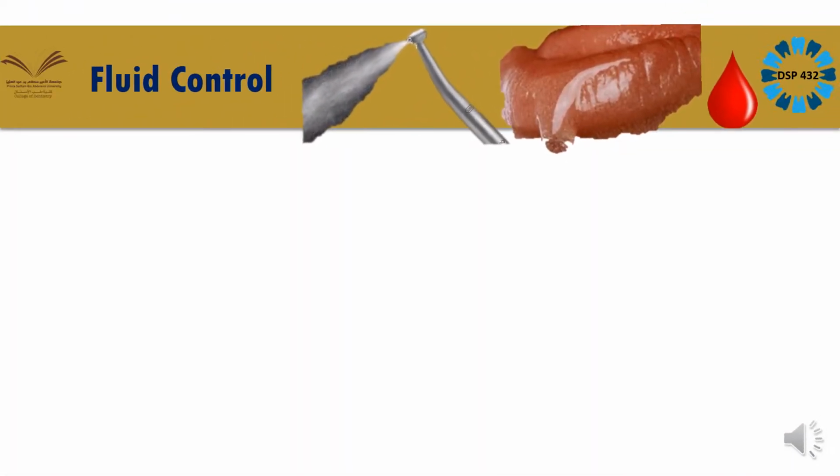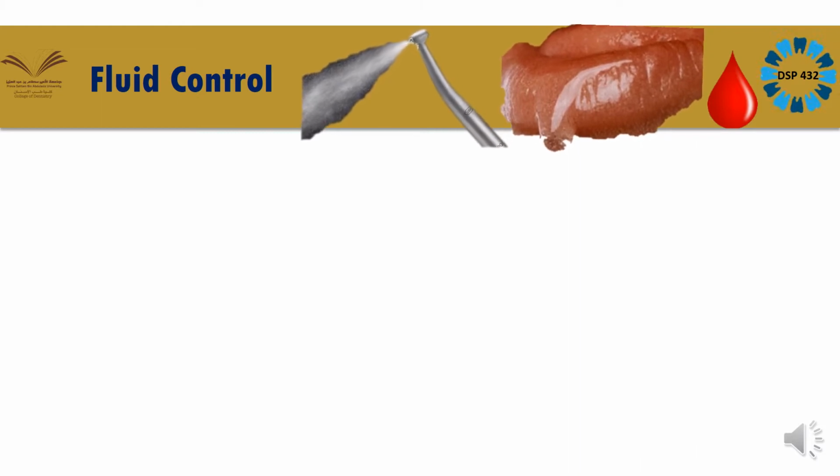Fluid control. When we talk about fluid control in the oral cavity, there are saliva, gingival crevicular fluid oozing out, and the water spray. Sometimes if there is damage to the periodontium or soft tissue, blood comes. All these fluids you have to manage at the time of preparation, at the time of impression making, and at the time of cementation also, because these are the steps where you need complete isolation and don't need any interference.